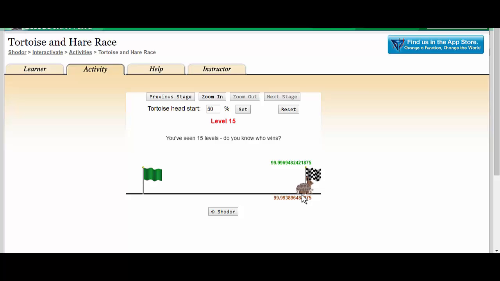Well, the idea is those decimals are just going to get longer and longer and longer. So if we went not to level 15, but to level 1,000,000, well, the turtle would still be ahead, but the decimals would be way, way out there, right? That's the idea. So if we go to level infinity, then what happens? Then they really are exactly at each other.